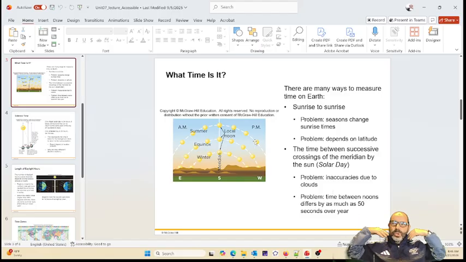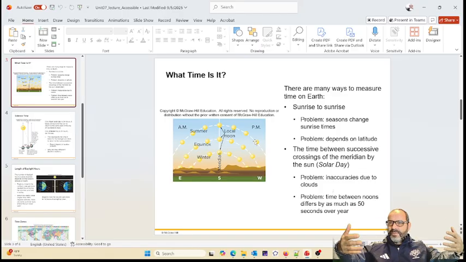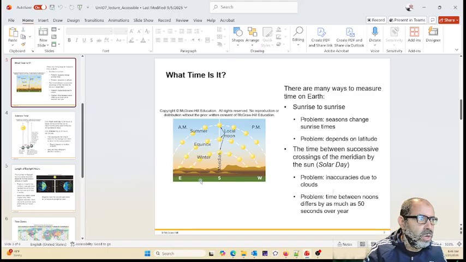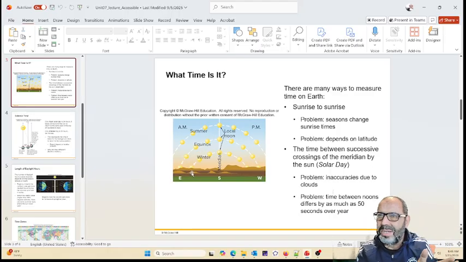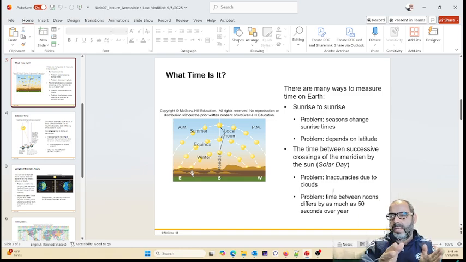The sun rises way early in the day and sets late in the afternoon. Okay, so there is more daytime in the summer versus in the winter where the sun rises later in the morning and sets early in the afternoon. So that means daytime is short. Nighttime, of course, is the opposite. Okay.